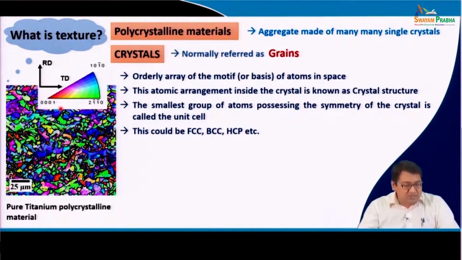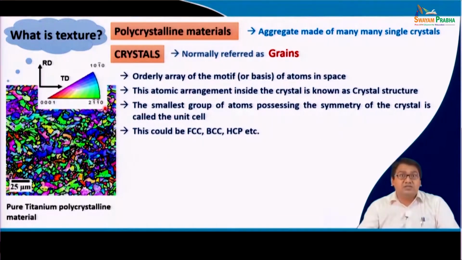And you see that there are few green grains which are basically representing 2 1bar 1bar 0 planes, and blue grains which basically represent 1 0 1bar 0 planes, and these could be tallied with respect to this color key code, which is basically the IPF, inverse pole figure, code, and we will talk about these things later in the course.